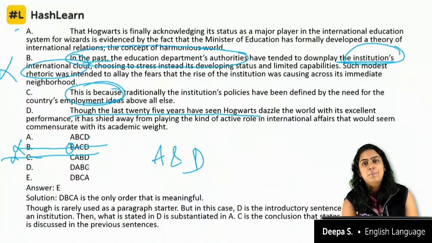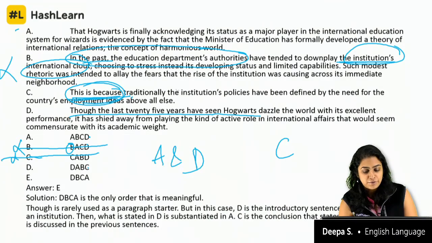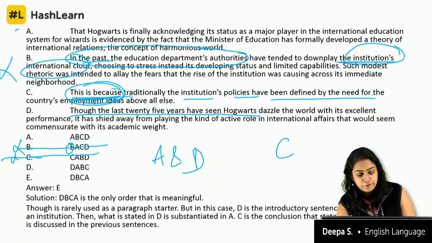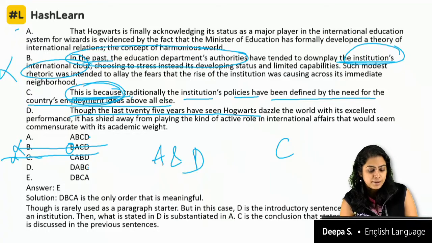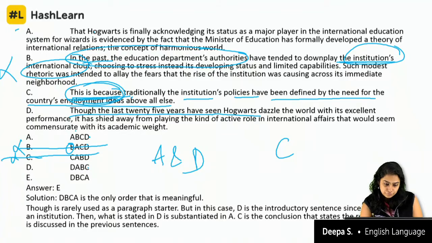Okay. Now look at this. This is because blah blah blah. So C occurs somewhere, and just before C we have something where the because part is explained. This is because traditionally the institution's policies have been defined by the need for the country's employment above all else. Okay, so something to do with the country's employment. So look at A and D. Can these occur before C? Is there any talk of employment? A and D do not talk about employment.